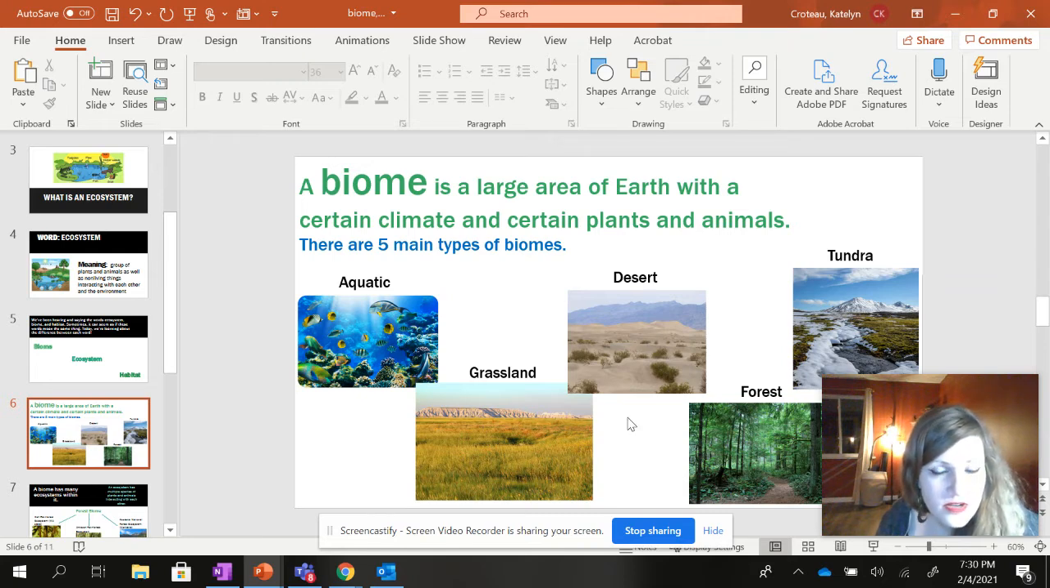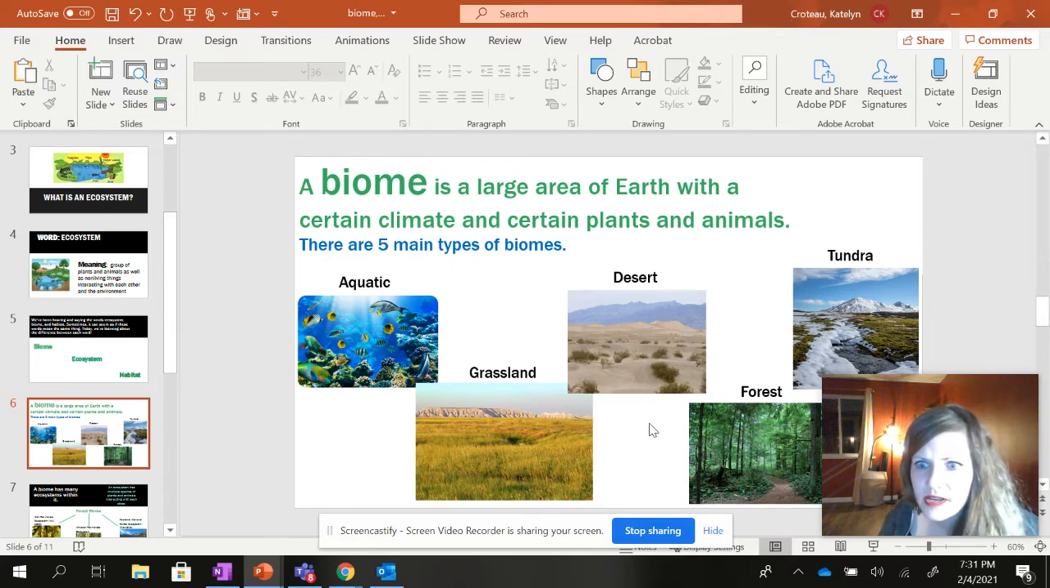Okay, so in Washington, much of our land tends to be forest biomes. Now, that's not everything. There's actually some deserts as well. And of course, obviously aquatic. There's a lot of aquatic stuff in Washington. And it varies place to place. And each state might have multiple different types of biomes within it.